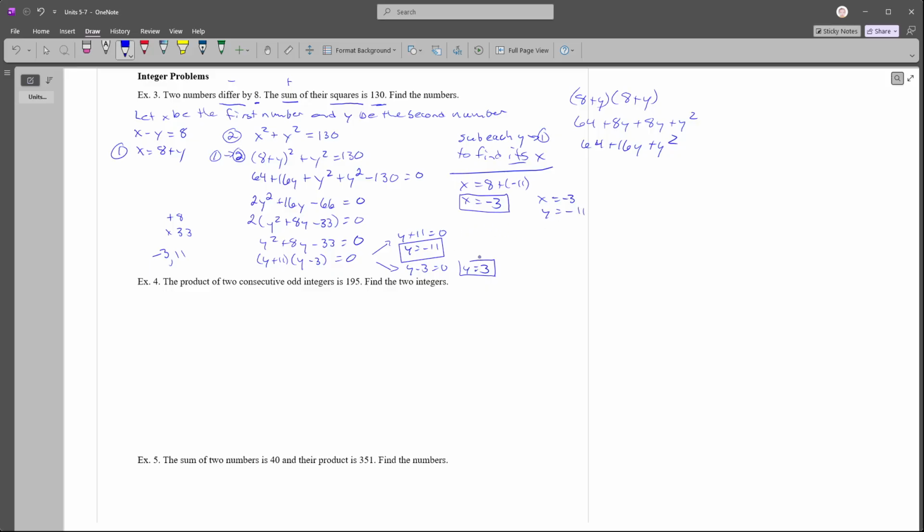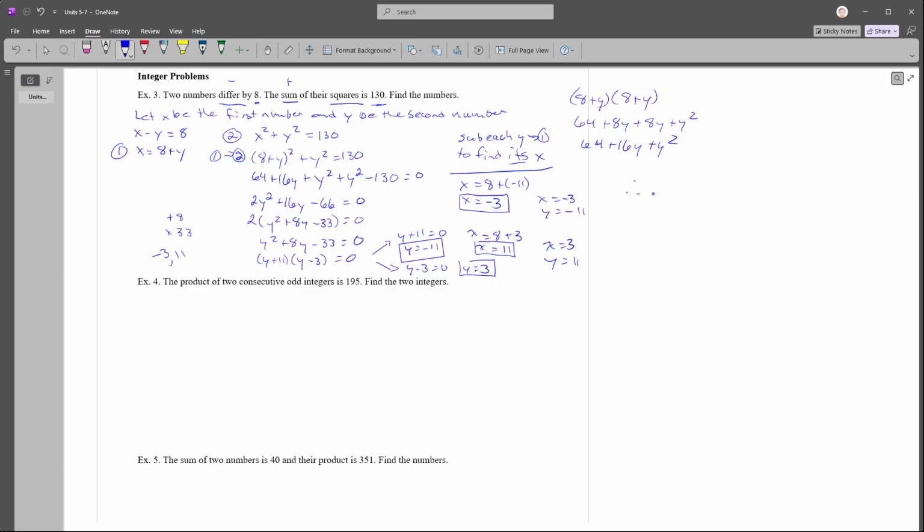Now let's try another one. Now we have to do y is equal to 3. So x is equal to 8 plus 3. So in this case, x is going to be equal to 11. So the sets of numbers are pretty similar, which makes sense because they relate so much. So in this case, we have x is equal to 11 and y is equal to 3. So what does that mean for my final concluding statement? It means that there's two answers.